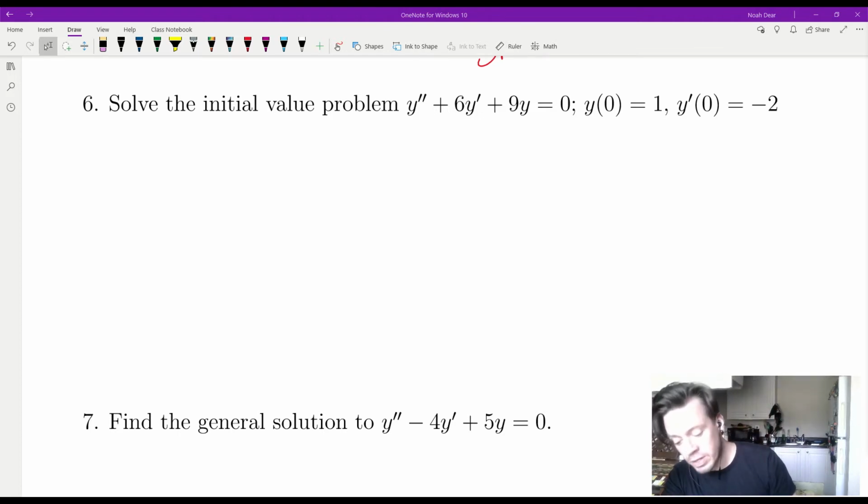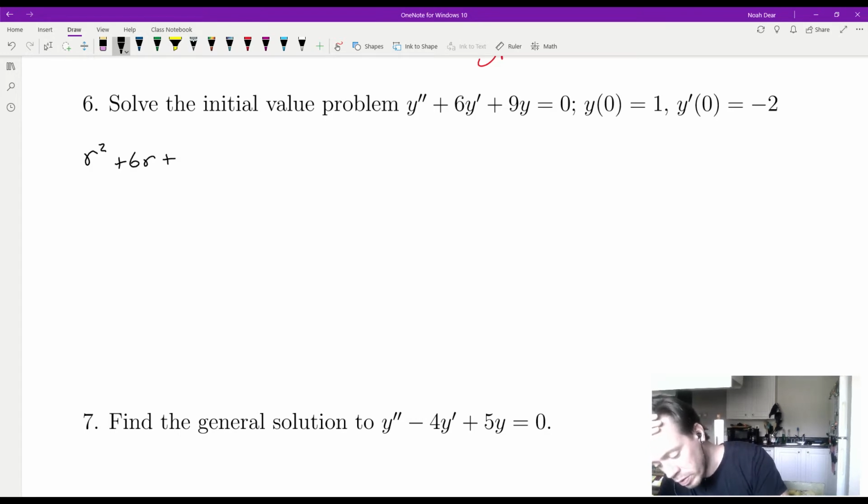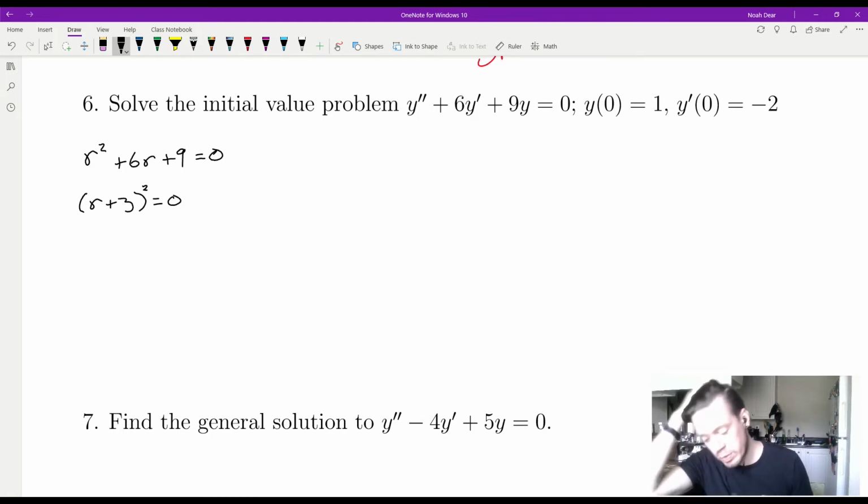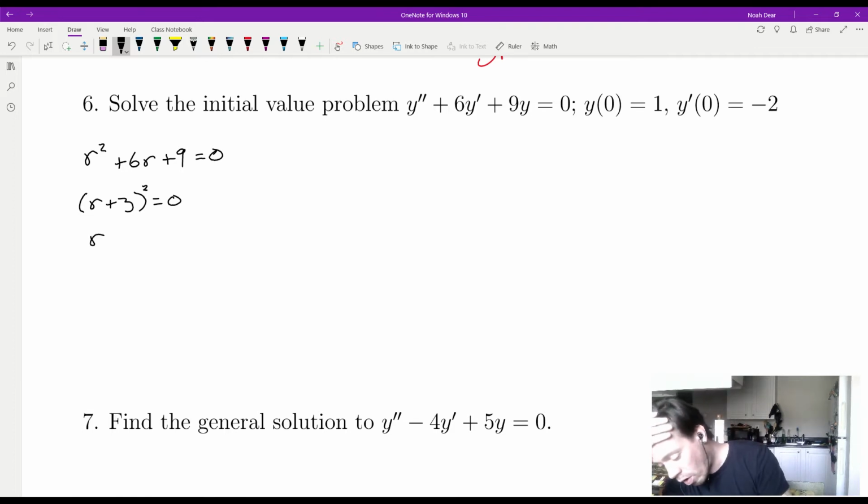So we're going to start by finding the general solution again. Start with the characteristic equation, r² + 6r + 9 = 0. This gives us (r + 3)² = 0, or (r + 3)(r + 3) = 0. So r = -3 is the only solution. So our general solution in this case, where we have a repeated root, is going to be c1 e^(-3t) + c2 t e^(-3t).